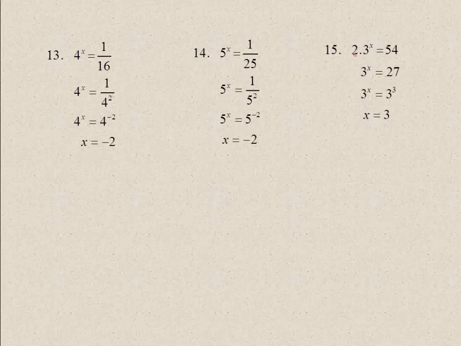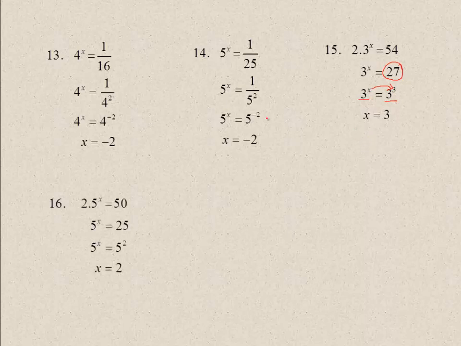In number 15, I have here, this is not 2 comma 3. It's 2 times 3 to the power x is equal to 54. So step number 1, this is your 3 to the x. I divide by 2. 54 divided by 2 is 27. How else can I write 27? 3 cubed. And in this case, the bases are the same. I equate the indices. Almost there, guys.